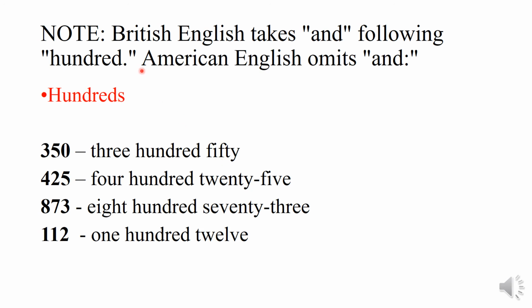We have a note here: British English takes "and" following 100. American English omits "and". We are going to see how to write different numbers. Here, they are telling us that in British English we use "and" after 100, but in American English we remove the "and". British English, American English.